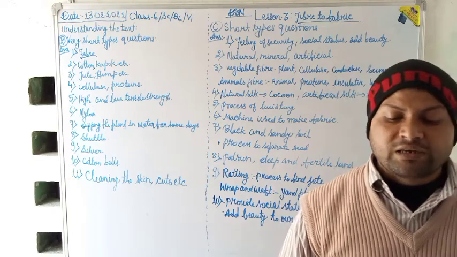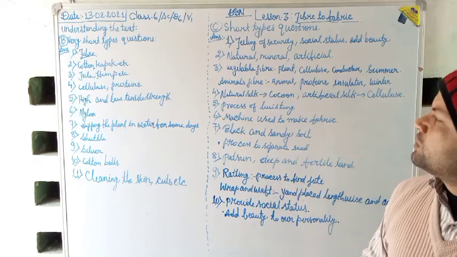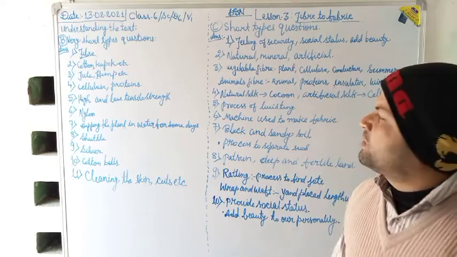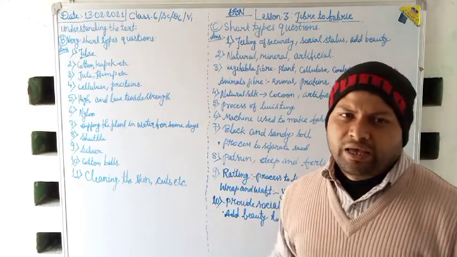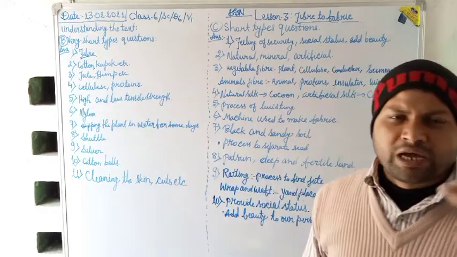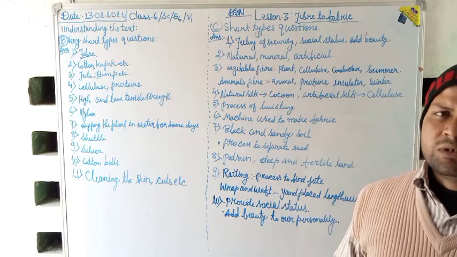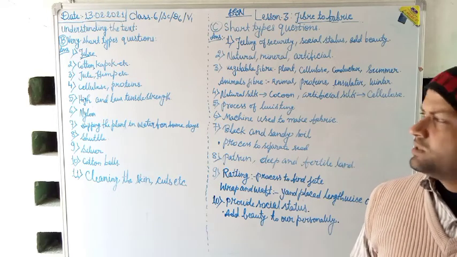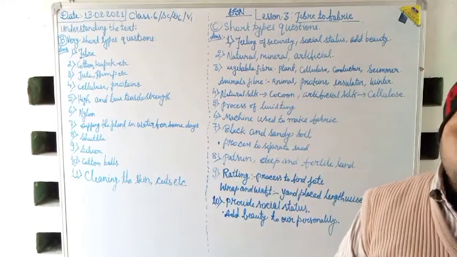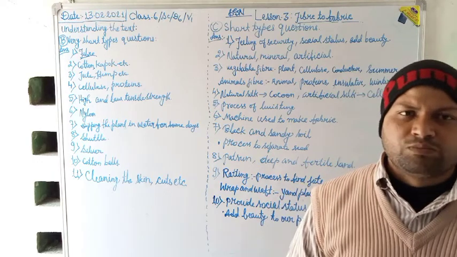Here it is asked: name the fibers which originate from stems of plants. From the stems of plants we obtain two types of fiber. First is jute and second is hemp fiber. So these are the right answers here, jute and hemp. You have to write the answer in very short form, just one or two words. So jute and hemp are the two correct answers for the fibers obtained from the stems. Now let us move towards the fourth question.